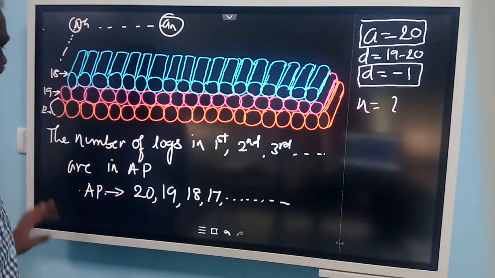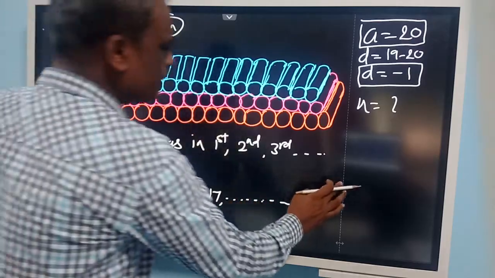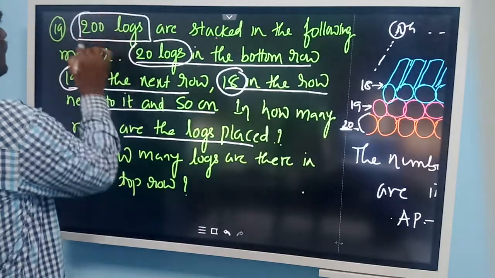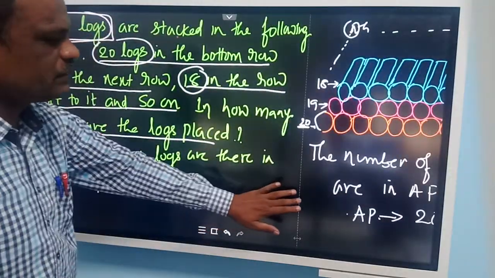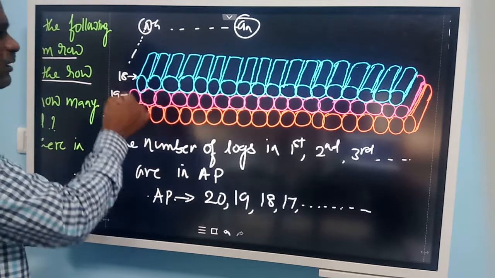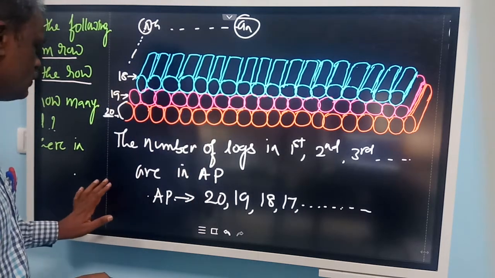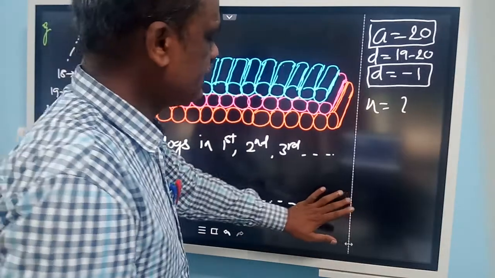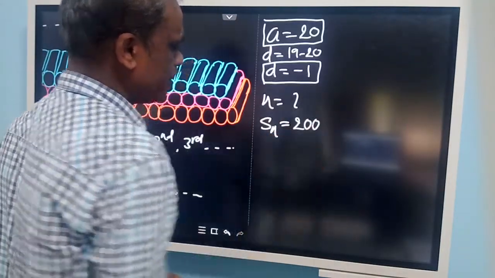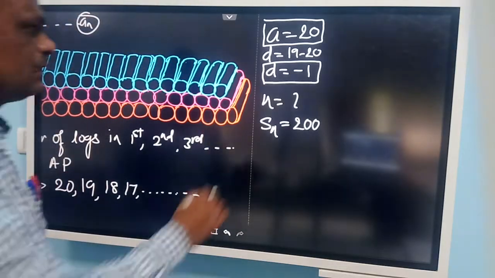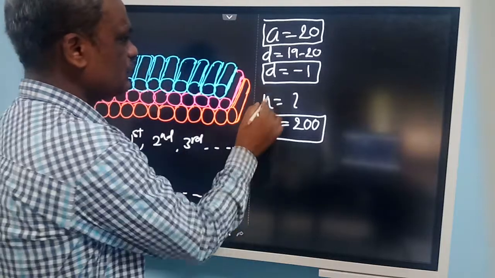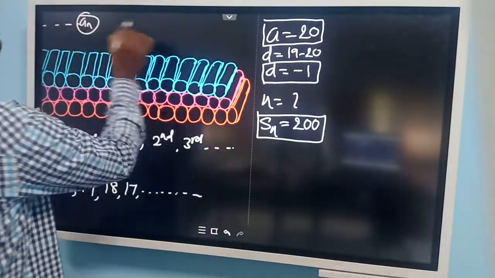So what else is given? There is one number in this question. Look at this number: 200 logs. 200 logs represents the sum of all the wooden logs kept here, the sum of all the wooden logs in all the rows. Totally 200 wooden logs. Therefore Sn must be 200. You can use this Sn, a and d to find the value of n, and then the number of wooden logs in the last row.